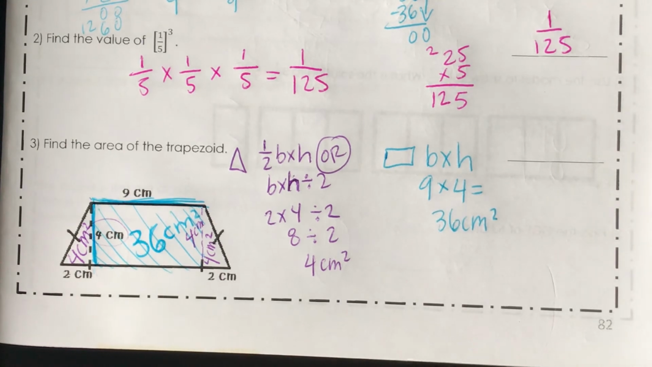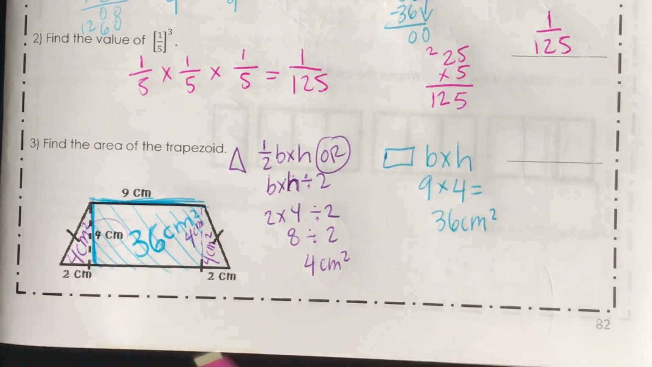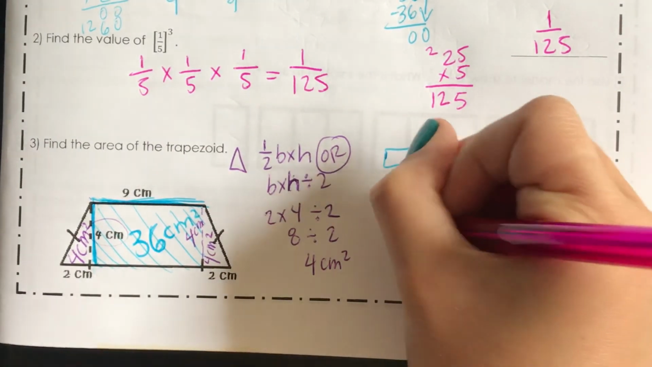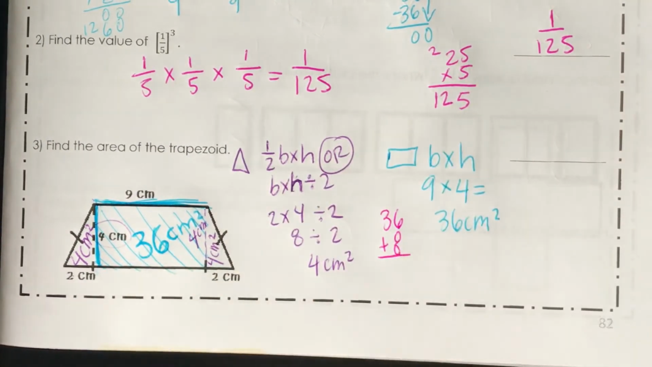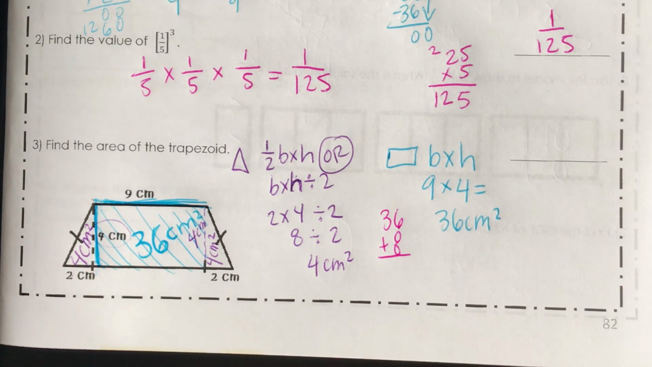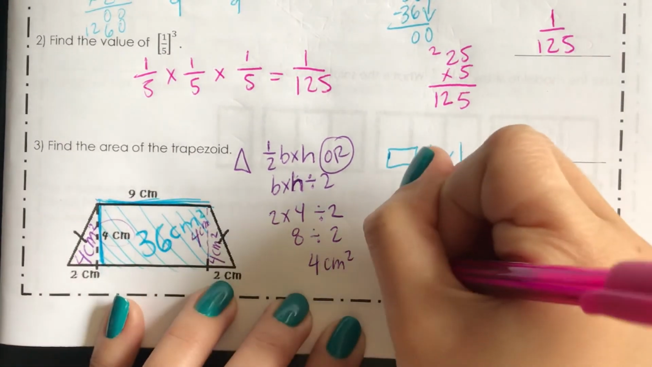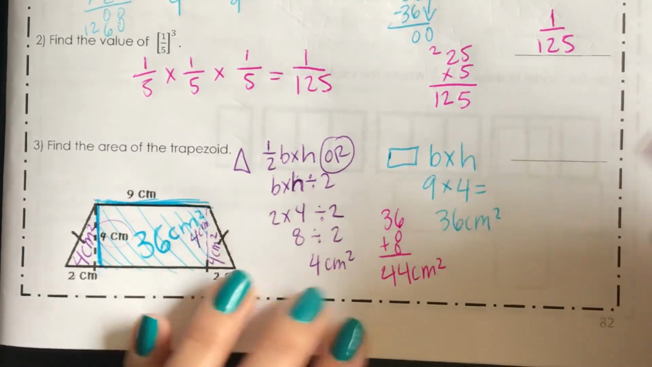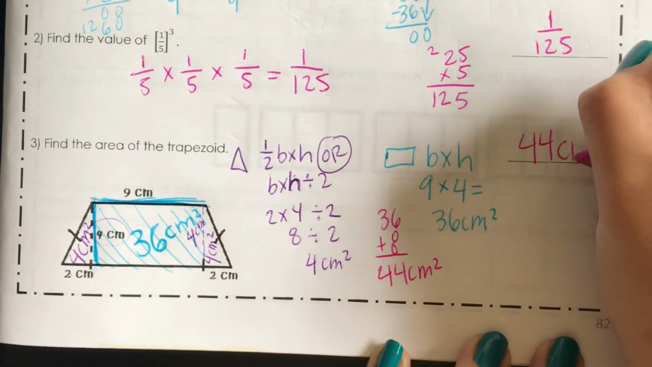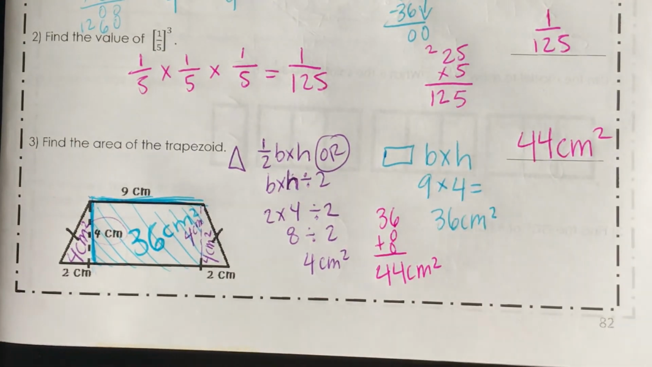Now that I'm done with all of that, I'm just going to add up all 3 of these. So 4 plus 4 is 8. 36 plus 8 is going to give me 44 centimeters squared. So our final answer, the area of the entire trapezoid, is going to be 44 centimeters squared.